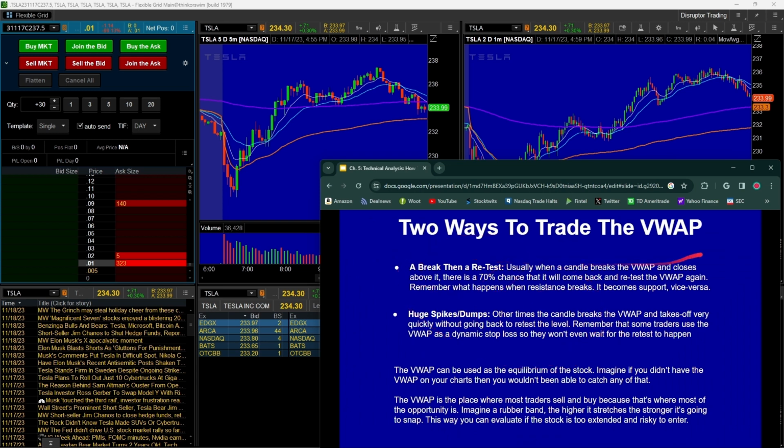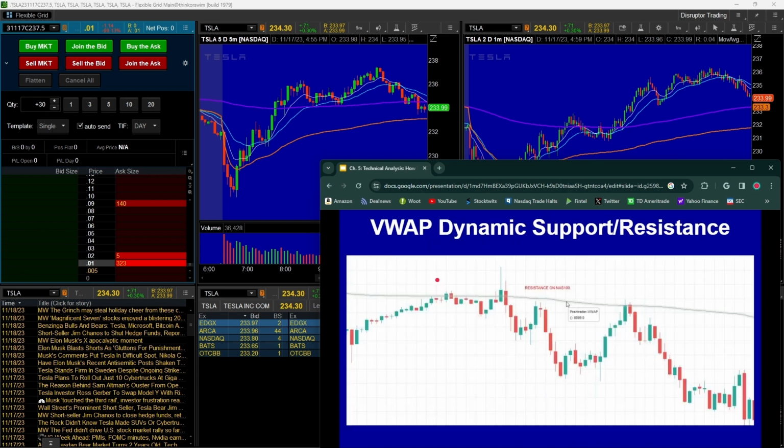Now before I show you two ways to trade the VWAP, just keep in mind that false breakouts can happen. You're never gonna find a 100% accurate indicator. There's no study, there's no signals that work 100%. Nothing works 100% in the market. Now the VWAP might work 70% of the time, 80% of the time, but those other 20 to 30%, you're gonna get false breakouts like this one. Just keep that in mind.